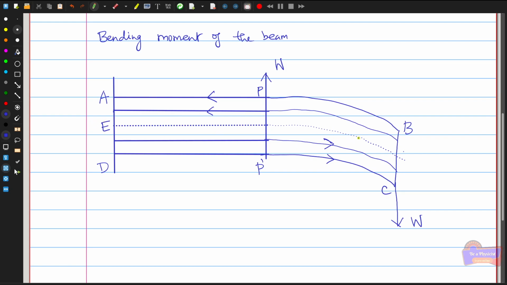Let us take this as E and F. So this dotted line is considered as the neutral axis. That means above this axis, the beam is elongating, and below this line EF, the bar is compressing. The line EF is not altered. So this unaltered line of the beam is called the neutral axis.